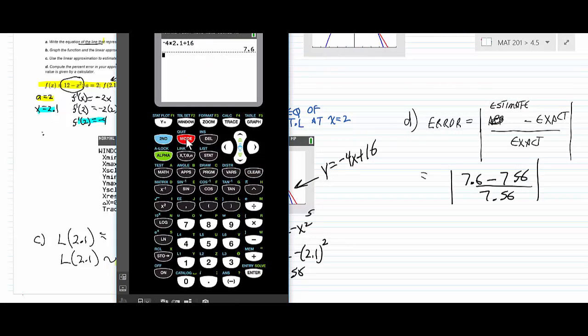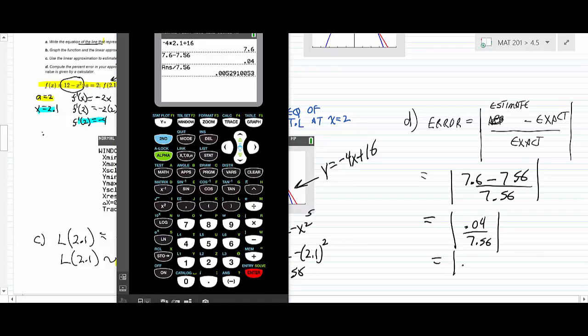So let's see what we get here. I'm going to do 7.6, I'll just do this all on the calculator, minus 7.56. That's going to be 0.04. And then take the 0.04 divided by the 7.56. That's going to give you a ratio, about 0.00529100053. You don't need all those decimals.